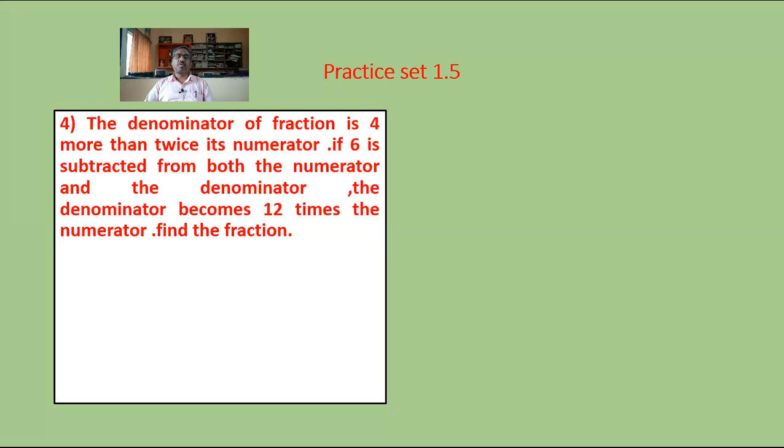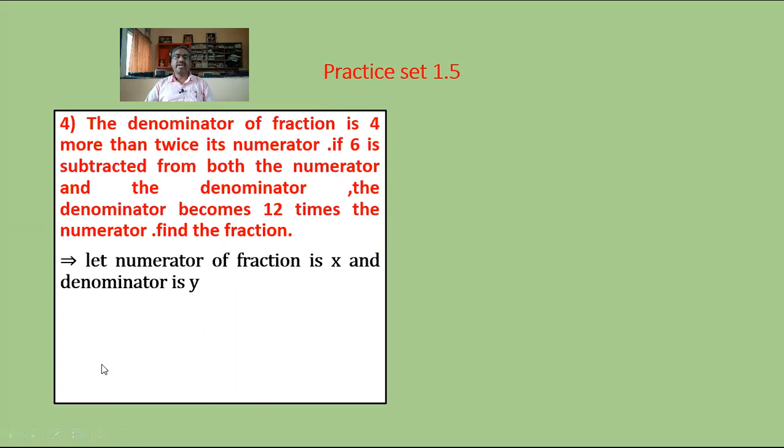Here in this problem, the denominator of the fraction is 4 more than twice its numerator. From this sentence, we have to consider that there are two quantities, the numerator and the denominator of the fraction. Initially, we consider two variables. Let the numerator of the fraction be x and the denominator be y. Therefore, twice the numerator is equal to 2x.